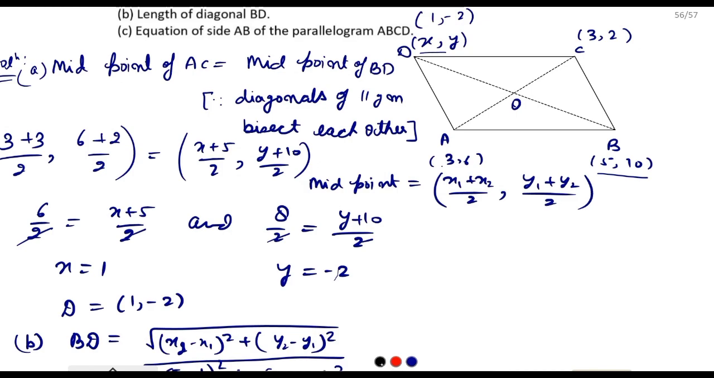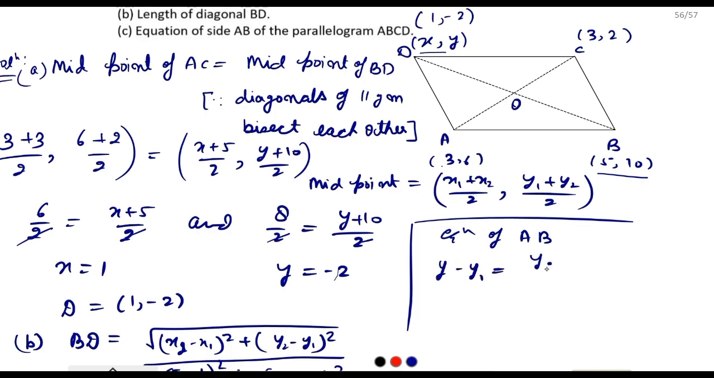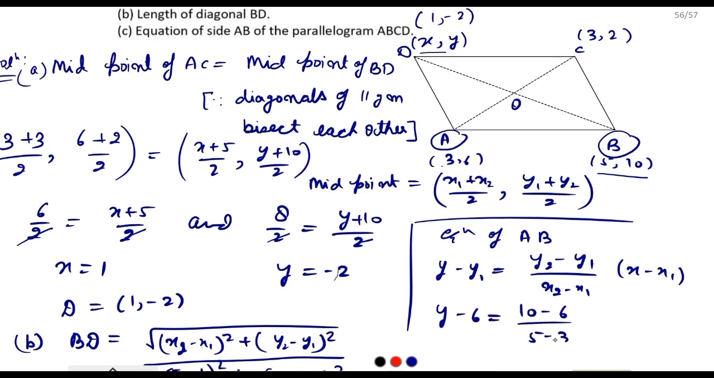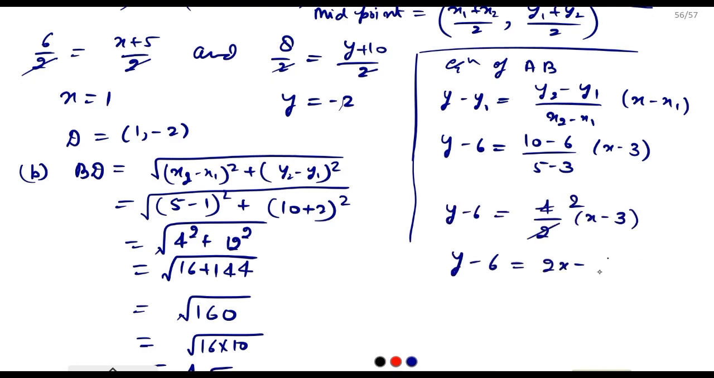We have to find the equation of side AB. Equation of AB by 2-point formula: y minus y1 is equal to y2 minus y1 upon x2 minus x1 into x minus x1. x1, y1 are the coordinates of A, x2, y2 are the coordinates of B. y is equal to 2x.